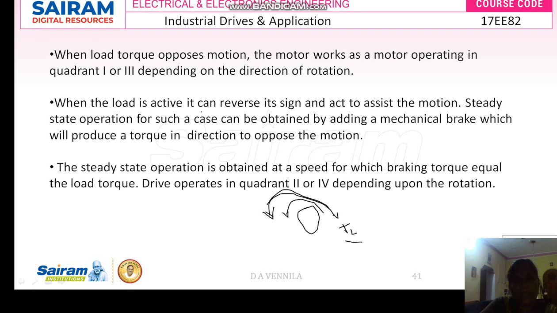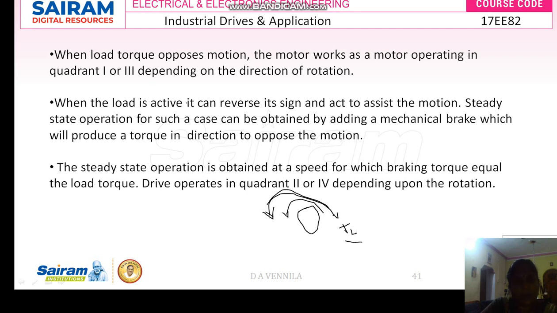When that load is active, it can reverse its sign and act to assist the motion. Steady state operation for such a case is obtained by adding a mechanical brake, which will produce torque in the direction opposite to the motion. Steady state operation is obtained at the speed for which the braking torque is equal to the load torque. The drive operates in the second quadrant and fourth quadrant.